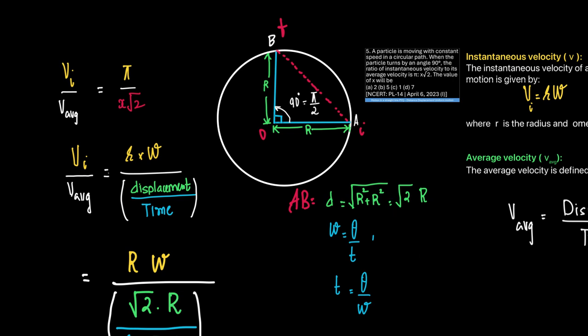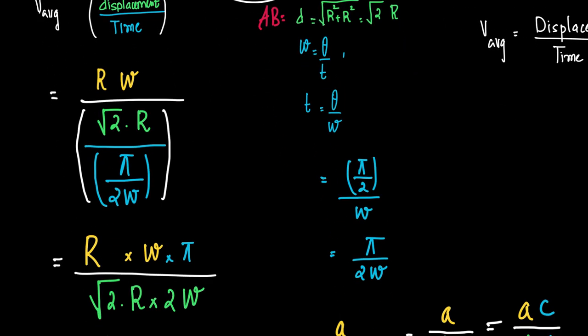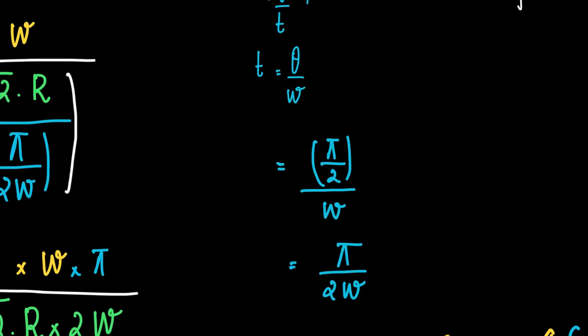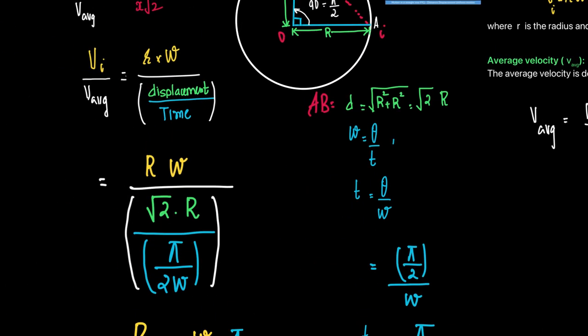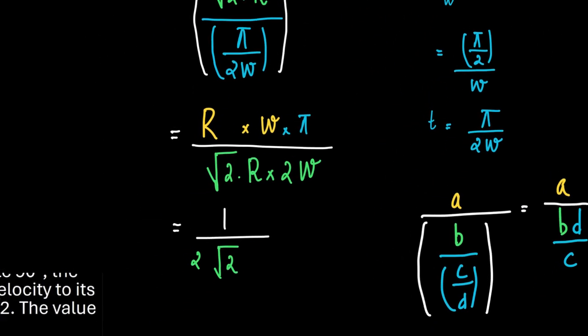Now what is time? Angular velocity omega is equal to angular displacement by time, and therefore time is angular displacement by omega, which is pi by 2 by omega, which is pi by 2 omega. So time t can be replaced by pi by 2 omega. So in this equation, we have Vi as capital R omega, displacement root 2 r, time is pi by 2 omega.